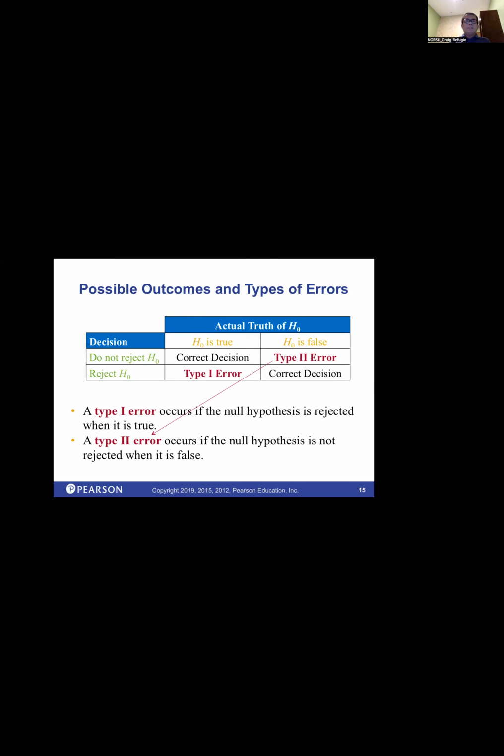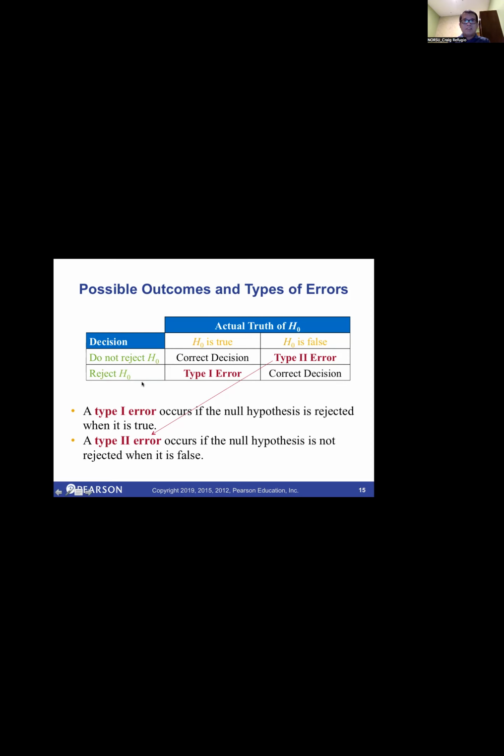Next, if you reject HO, but what is the reality of HO? HO is false. And your decision, you reject HO. And why do you reject HO? Because HO is false. Since HO is false, then you have to reject HO. Because in research, what is true is accepted. What is false is rejected. Then you made a correct decision.